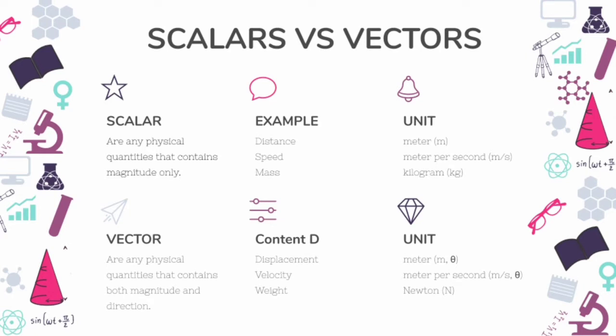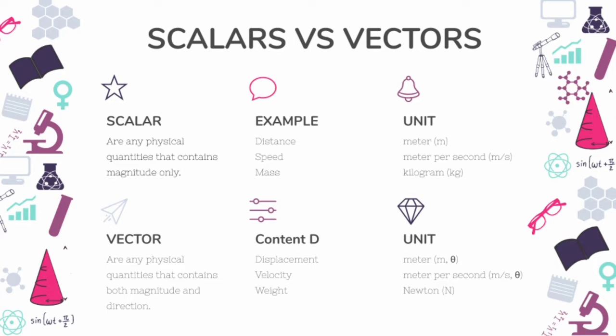Before going to breaking down vectors into different components, let's first have a quick recap on what is a scalar and a vector. A scalar is a physical quantity that contains magnitude alone, but a vector is a physical quantity that contains both magnitude and direction. Here are some examples of a scalar: distance, speed, and mass. And here are some examples for vectors: displacement, velocity, and weight.